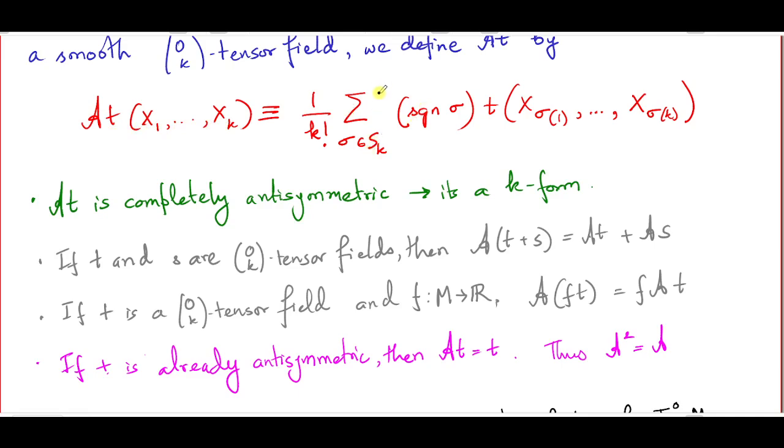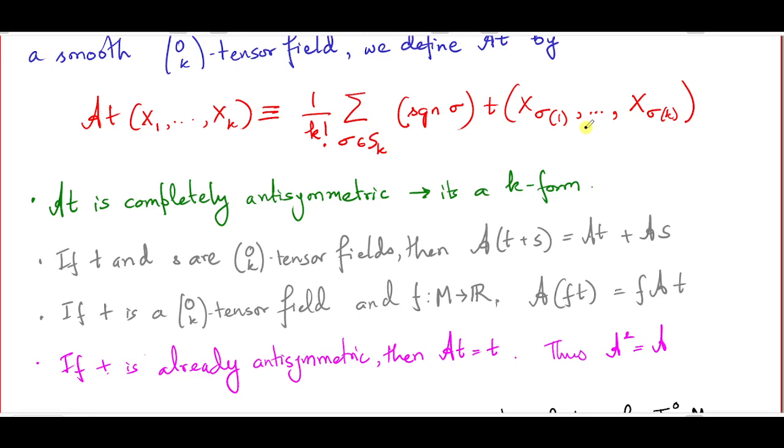So when you are adding this up, what you are going to get is all the elements in the permutation group will give you the same term. So this is just going to be multiplied by the number of elements in the permutation group, or just the number of permutations of k objects, which you all know is k factorial. And the 1 by k factorial outside this expression is essentially designed to cancel that. So if T happens to be completely antisymmetric to begin with, then curly A T actually gives you back T.